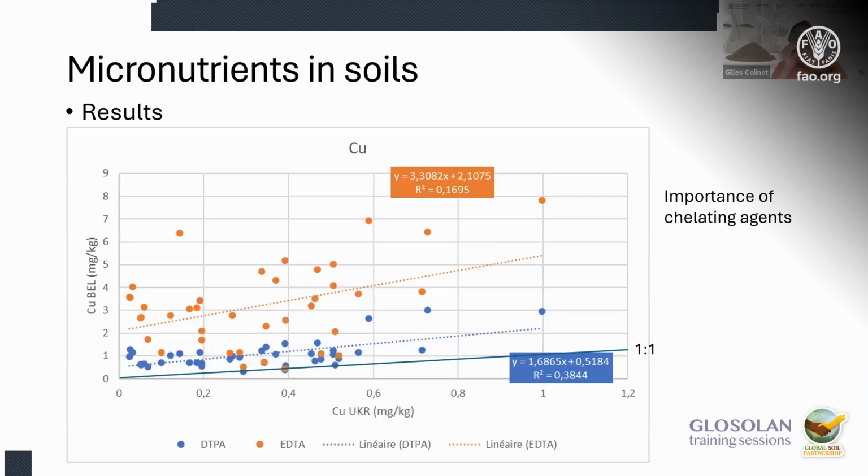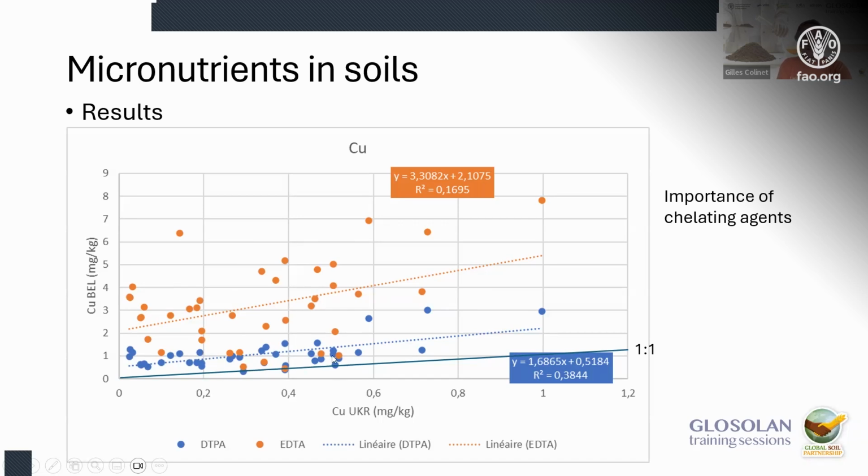So if we look at the results now, we compared the method that we used with the EDTA with the results of Ukraine, which were obtained. Sorry, we compared the results from Ukrainian methods with the DTPA extractions, which are the blue points, and with the EDTA extraction, which are the orange points. The line is the 1-1 line.